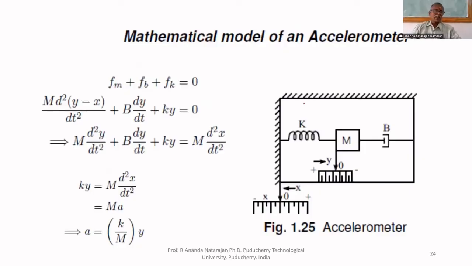Mathematical model of an accelerometer. Accelerometer means, we have already seen the pendulum example. In that pendulum, it swings between left and right. When it is vertical, while swinging, the velocity will be maximum. If it goes to the rightmost, velocity is 0. If it comes to the leftmost, the velocity is 0.